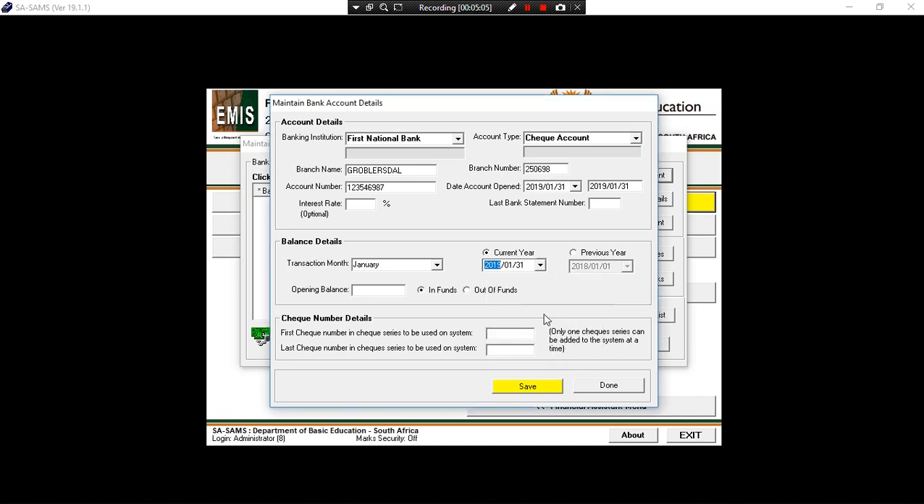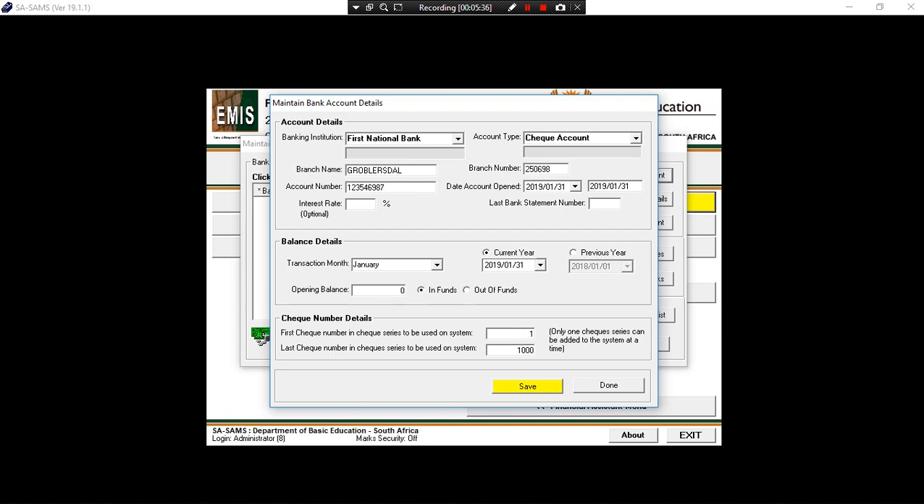On the 31st, how much money did we have? We had 0 funds in there. Then our first check number in check series to be used on the system, we are going to record all the transactions that occurred since we opened. So we are simply going to say the first check number in series to be used on the system is 1. The last, let's say our checkbook ends at 1000, so the last one would be number 1000.